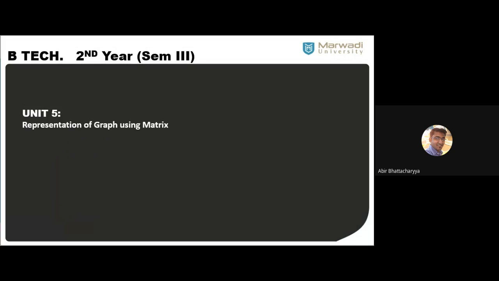Unit 5, representation of graph using matrix. So write on the heading, unit 5, representation of graphs using matrix. So what is the new thing here we are going to learn? Something new. Yes, something new is obviously there, but what is the meaning of representation of graph using matrix? Can anyone tell me?